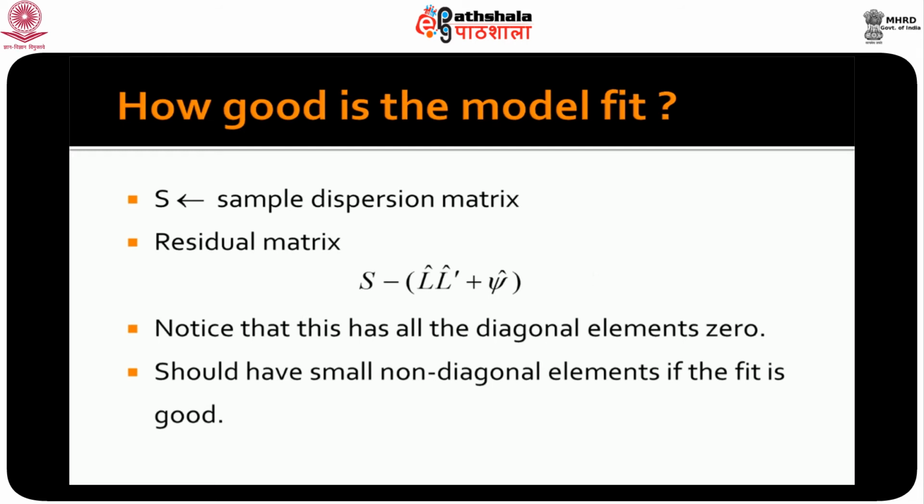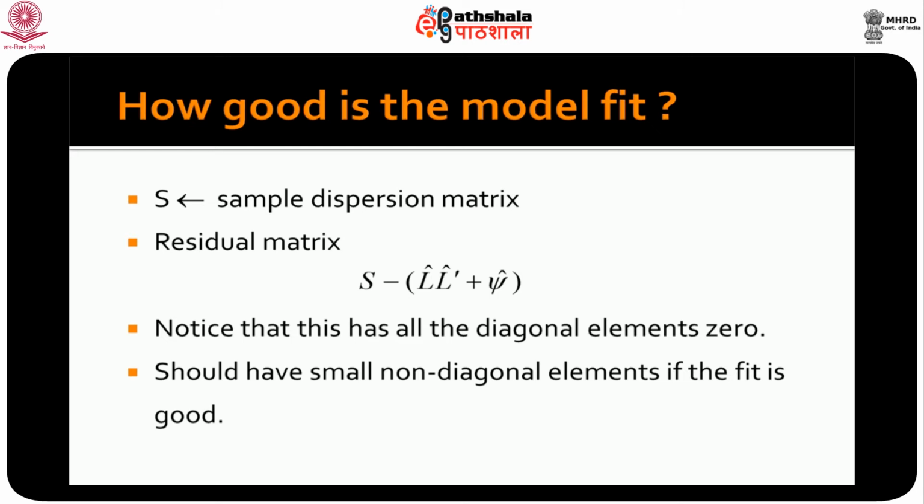Now, how good is the fit? Because we have made some approximation and we have left out some of the columns, that is the m minus p columns, how good is this approximation in this case? To look at that, what we look at basically is referred to as the residual matrix. Mind you, sigma would be estimated from the corresponding sample variance covariance matrix of x, which is S.